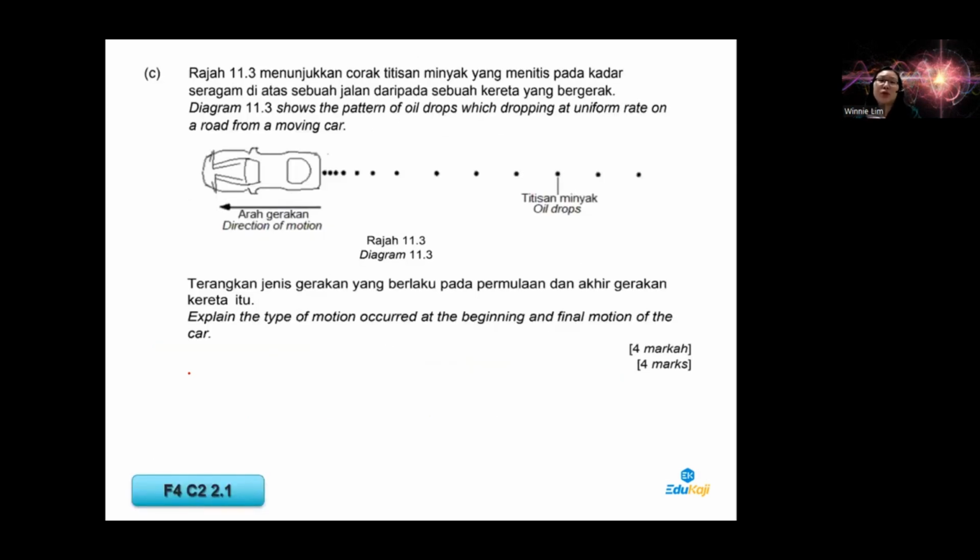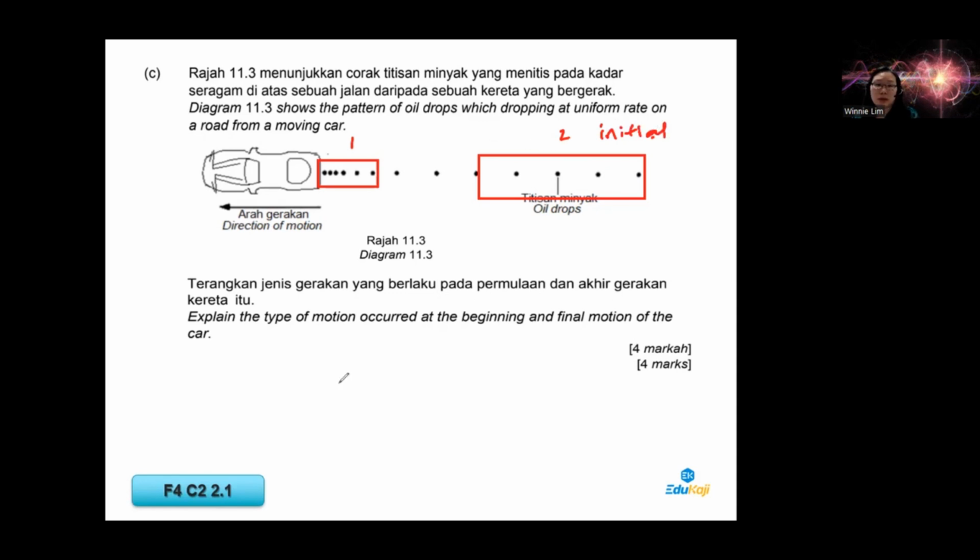Diagram 11.3 shows the patterns of oil drops dropping at a uniform rate on a road from a moving car. Explain the type of motion that occurs at the beginning and the final motion of the car. So basically, this is the car, and it has an oil leak. Can you tell teacher, is this part considered initial or is this part considered initial? Where? 1 or 2 is initial? Starting point. Your car is supposed to start at where? At here, right? Correct? Then only the car moves.